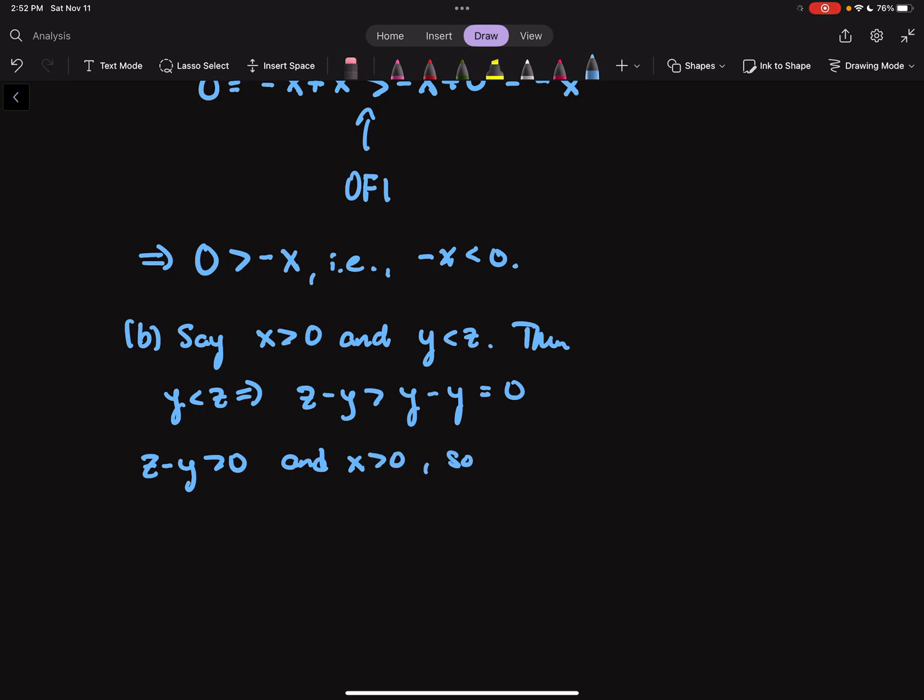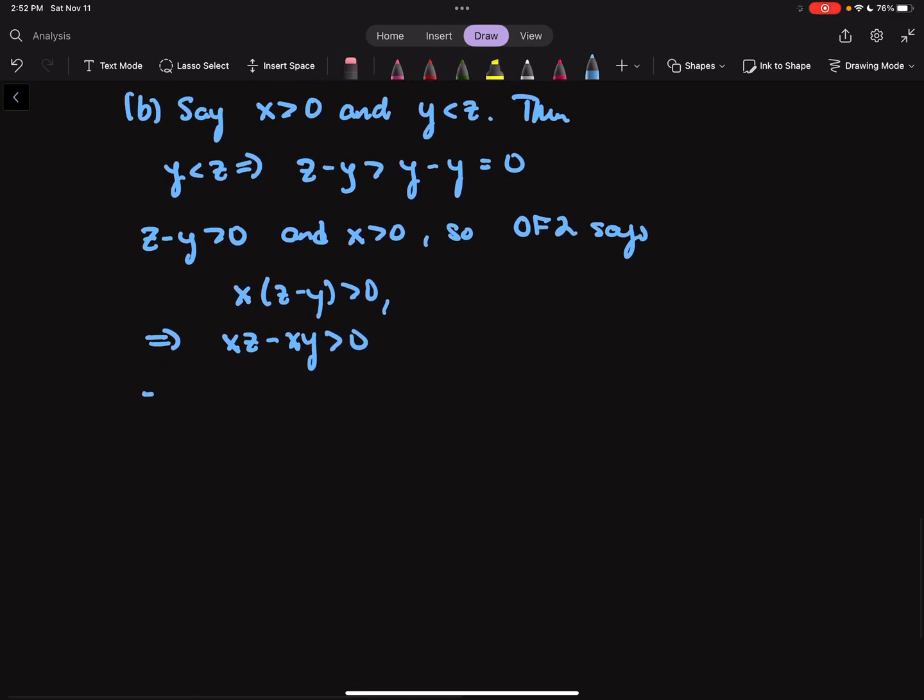Okay, so now we can use OF2 to tell that their product is bigger than 0. So xz minus xy is bigger than 0. And then we can just add over: xz is bigger than xy. Okay, and that proves B. And let's prove C.